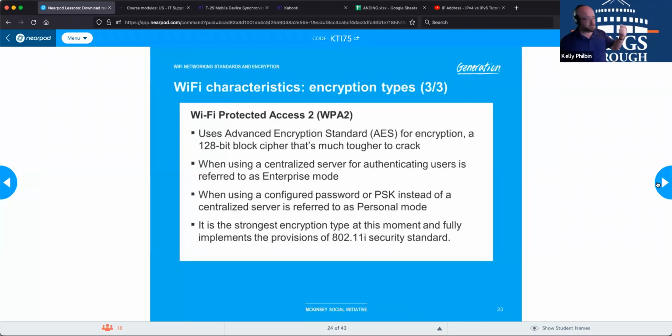This uses a far more advanced standard, which is AES, Advanced Encryption Standard. And this uses a 128-bit block cipher, which is significantly harder to crack than the dynamic key exchange previously used. So whenever you have the option of the three, this is the one you always pick, WPA2.